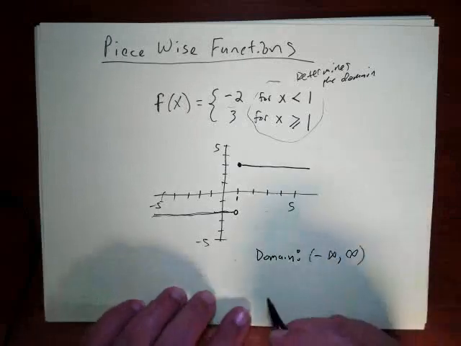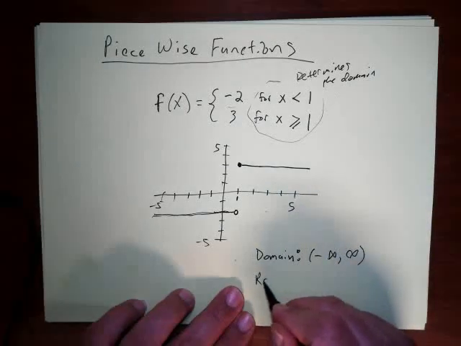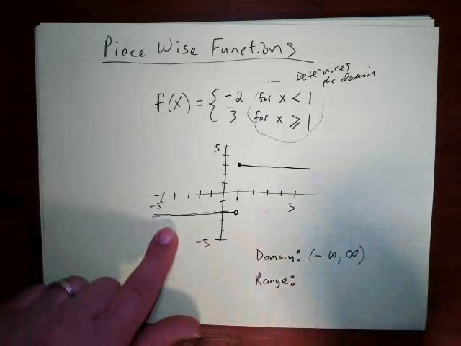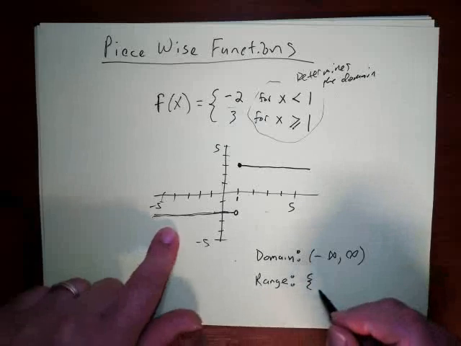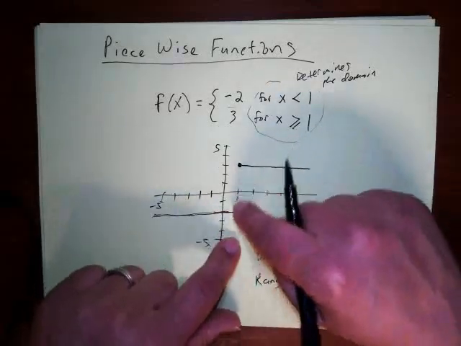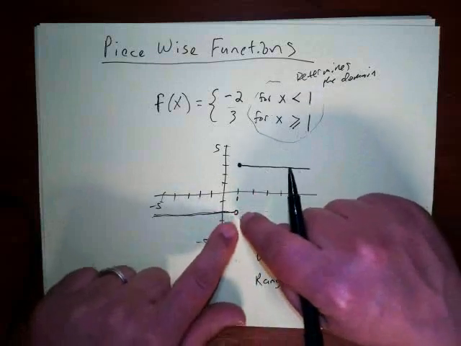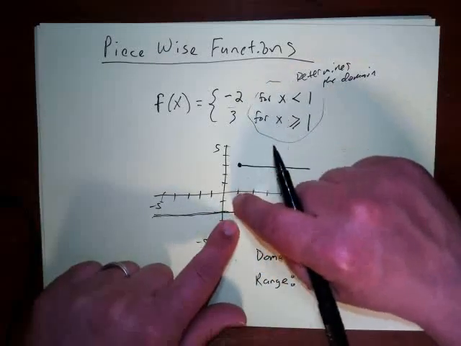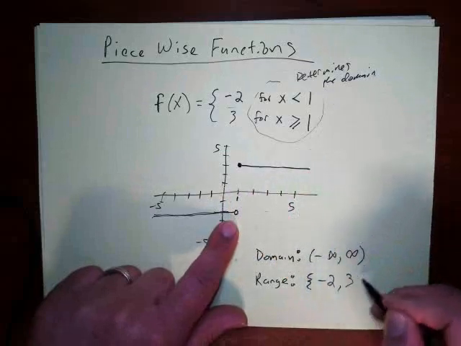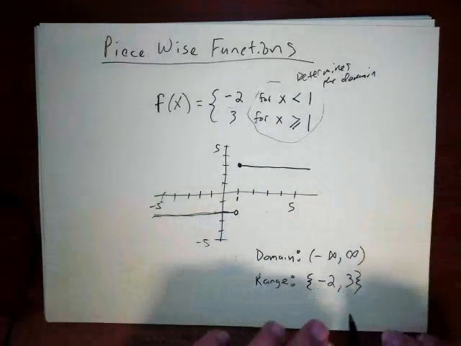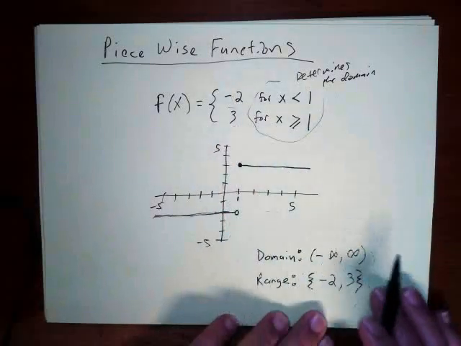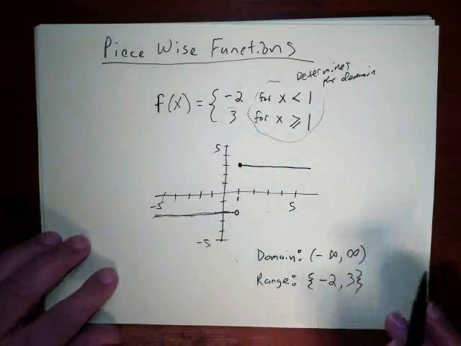Okay? The range here is basically just two numbers. It's not going to be -2 to 3, because it doesn't take on y values in between these. So there's really only two values. It's either going to be -2 or 3. So in this case, the range is not even an interval. It's just two values, -2 and 3. Okay?